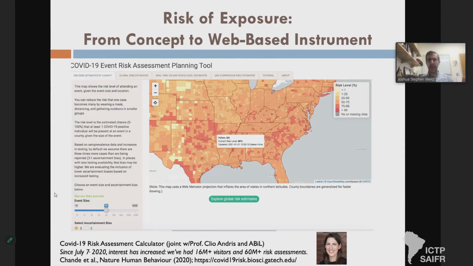We took county level case reports, accounted for ascertainment bias, and were able to give an indication at a particular location of the chance that one or more in a group of a certain size are infected, which allowed this slider, and Stephen will explain how all this works. You could change event size and the map would recast itself and you would get a sense of how many people might be infected, and we would translate that to a risk level. What's the chance that one or more individuals might be infected if you went to an event of that size?